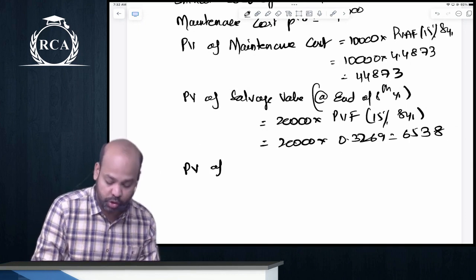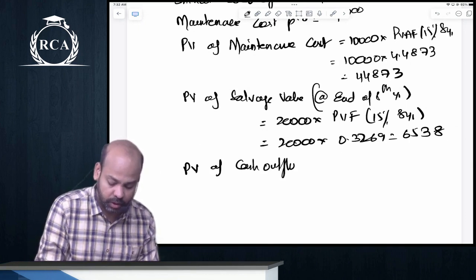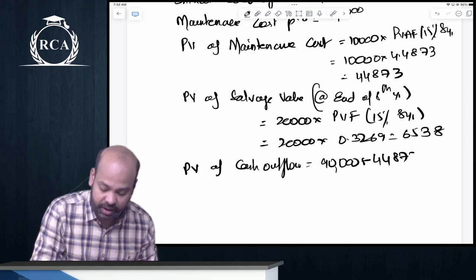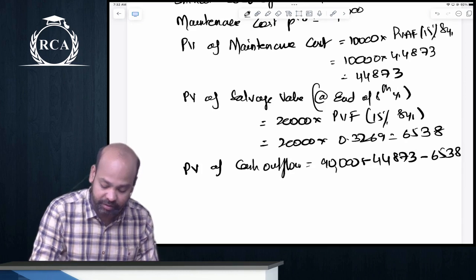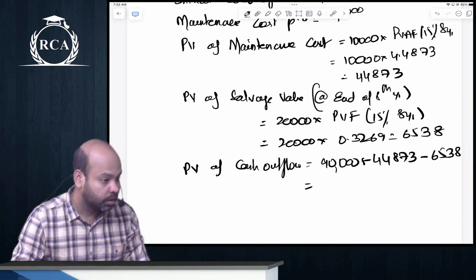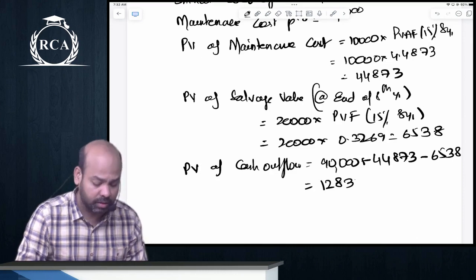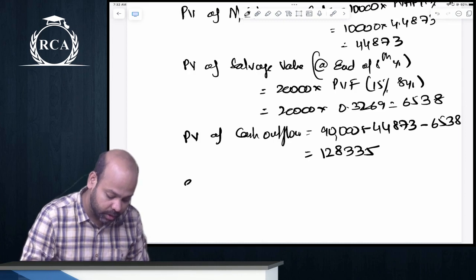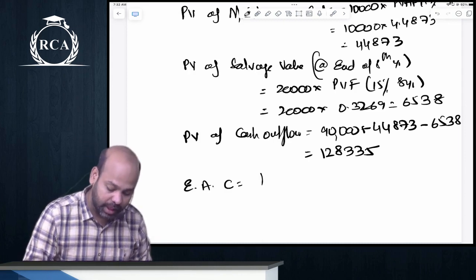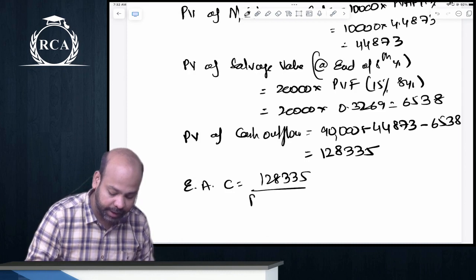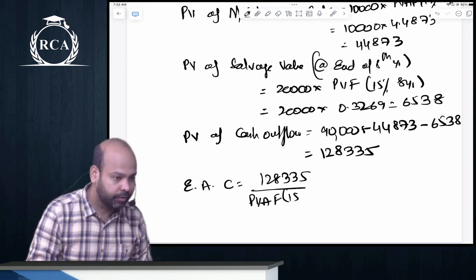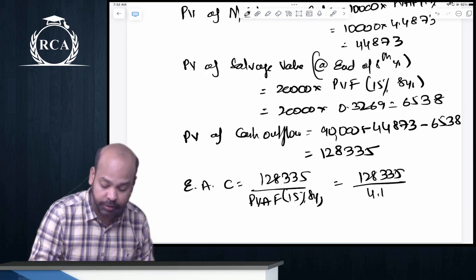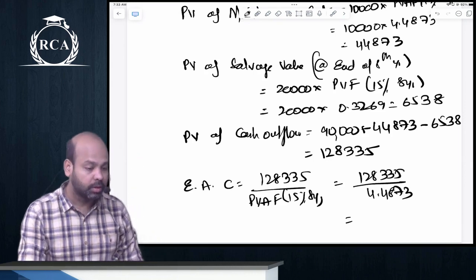What is the present value of total cash outflows, beta? You paid 90,000 to buy the asset. Maintenance cost is 44,873 and 6,538 is your salvage value. 1,28,335. This is present value of total cash outflow. इसको किस में convert करूंगा मैं? Equated annual cost. So that will become 1,28,335 divided by PVAF for 8 years. So that will be 1,28,335 divided by 4.4873. How much is that, beta?